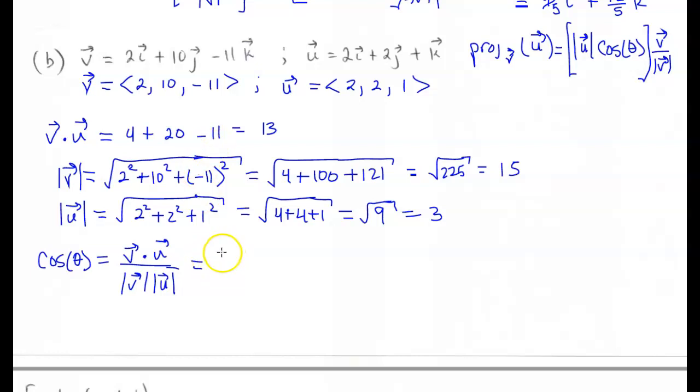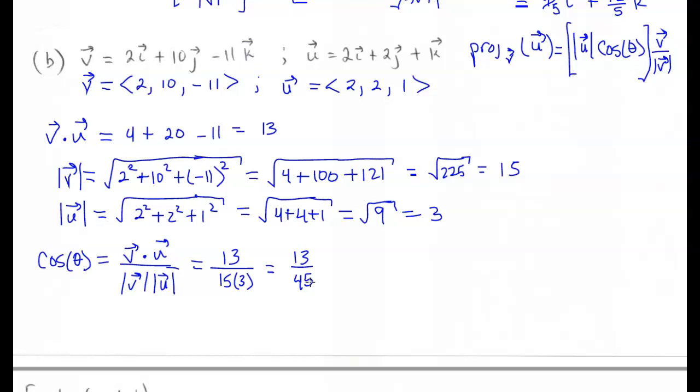So we know that v dot u is 13. We know that the magnitude of v is going to be 15, and the magnitude of u is going to be 3. So this ends up being 13 over 45.